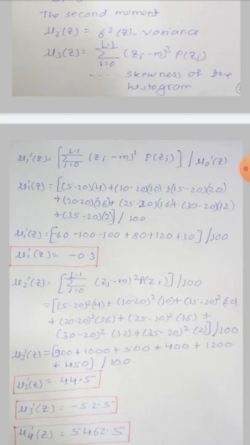Now we'll see what the mean moment is for this kind of data. It's mu1 dash of z is equal to summation of i is equal to 0 to L minus 1, zi minus m dash, pz of i divided by mu0 dash of z.